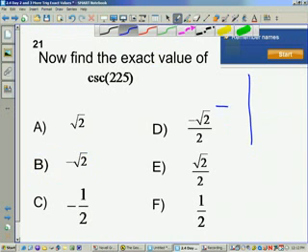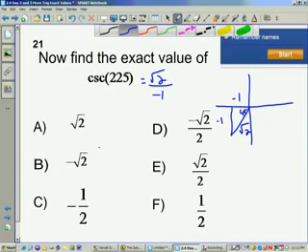Cosecant of 225. I think we've done 225. It's down here. That's a 45-degree angle. So if we do 1, 1, and both those being negative, and then square root of 2, this is the reciprocal of sine, so it's going to be the square root of 2 over negative 1, which is the same thing as negative square root of 2.